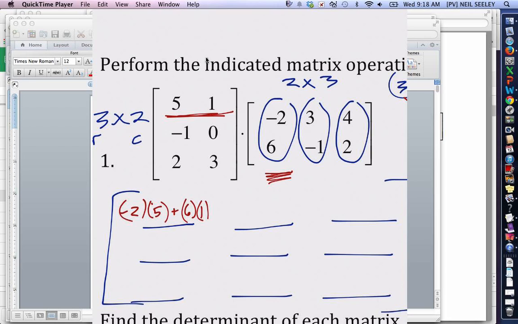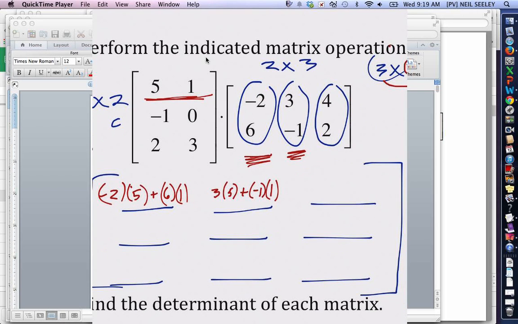Okay, so then the next one, I'm going to take this next column of values, the 3 and the negative 1, and also multiply it by the 5 and the 1. So this will take 3 times 5, and then I'll take the negative 1 times 1. I'm going to add that. You're going to see a pattern when this is all said and done, so it'll look a lot better when you're done. That becomes my second entry in all of the 9 total I'm going to get in here. And then the last one will be 4 times 5 plus 2 times 1.